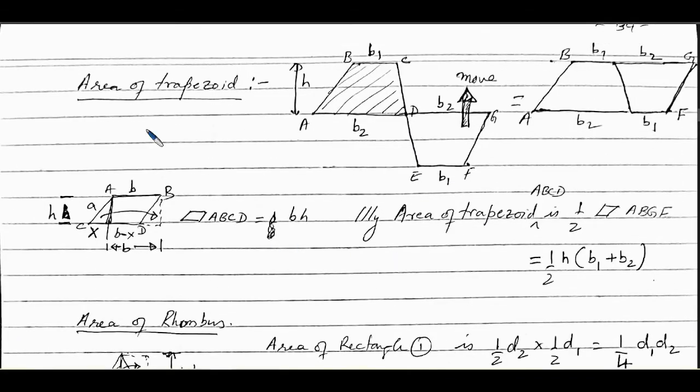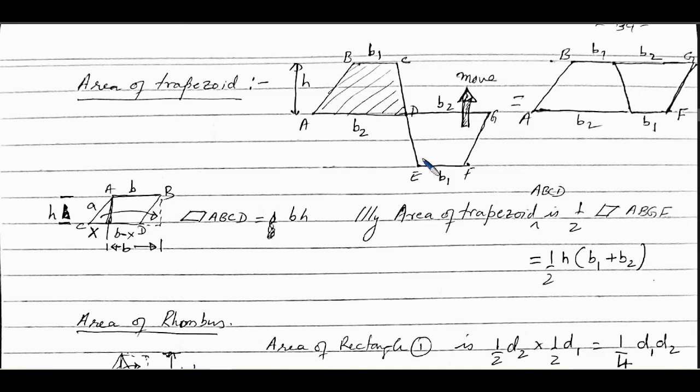Now the area of a trapezoid. This is a trapezoid, ABCD. One pair of opposite sides is parallel, but not the other pair. And they can be of different sizes, or can be equal, then it is an isosceles trapezoid. Anyway, we take a general one, and what do we do?